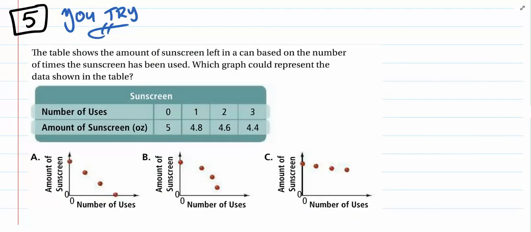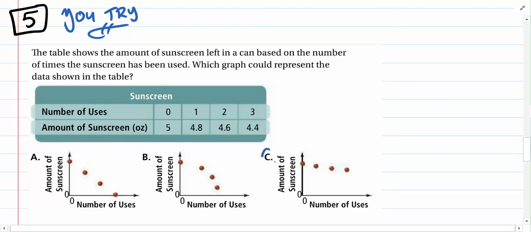Box 5 is another you try. Same kind of example. The table shows the amount of sunscreen left in a can based on the number of times the sunscreen has been used. Which graph could represent the data shown in the table below? I'll let you think about that and answer their question. Well, hopefully you picked the right answer, and the right answer in this case is C.